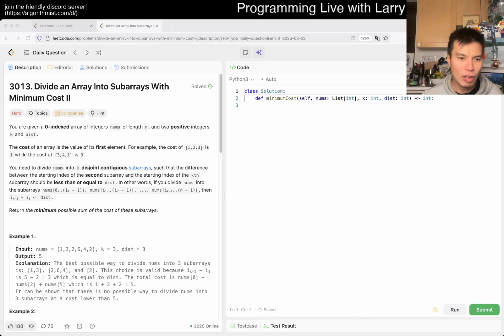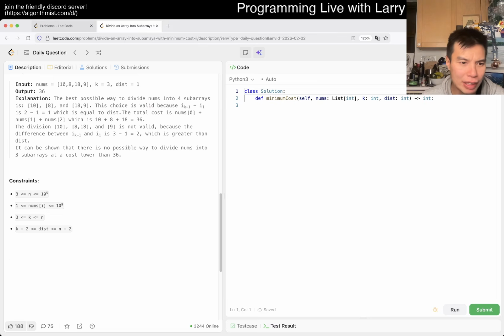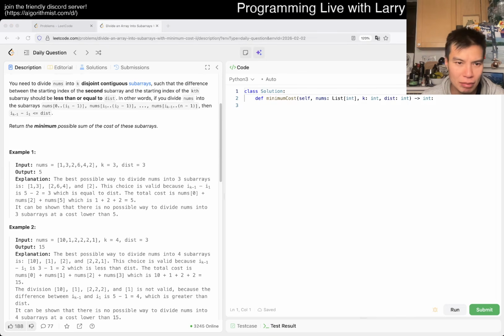Okay, so return the minimum possible sum of the cost of these subarrays. Is this supposed to be hard, or am I confused? Because, okay, I looked at n, but it doesn't really matter, because the idea that's in my head is n log n, so it would have been fast enough.